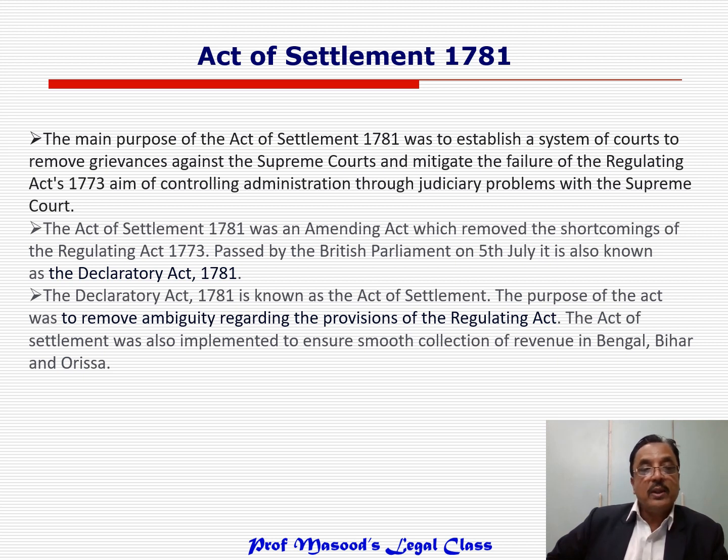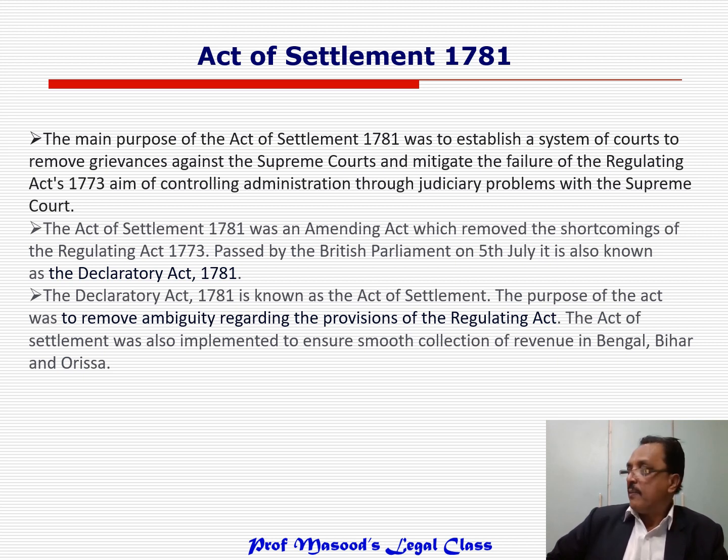It is also known as the Declaratory Act of 1781. The Declaratory Act 1781 is known as the Act of Settlement. The purpose of the Act was to remove the ambiguity, the confusion and the vacuum we had in the interpretation of the provisions of the Regulating Act. The Act of Settlement was also implemented to ensure a smooth collection of revenue in Bengal, Bihar, and Orissa.